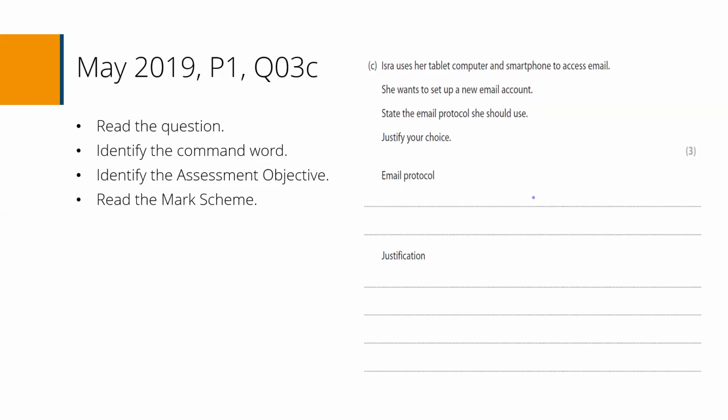So we're going to look at another one now, which is again a sort of two-parter. Notice this time it's got 2 separate sections. We want the candidate to identify an email protocol. So we have an interesting problem when we get these. Supposing they choose the wrong protocol, but they justify it correctly, then we're going to get problems. But we're going to come back to that in a minute. So basically, we want them to identify an email protocol.